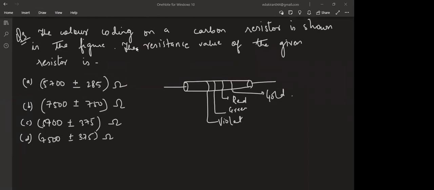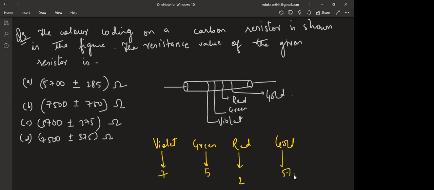See, for violet, red, green, let me write this. Violet, you have green, what else? Red is there and gold. Gold, you have for percentage purpose mainly. See here, violet is 7, green is 5, red is 2, and golden is 5%. Gold and silver, you must be remembering it. This is the first one, second, third, fourth. These are the colors that are given: violet, green, red.